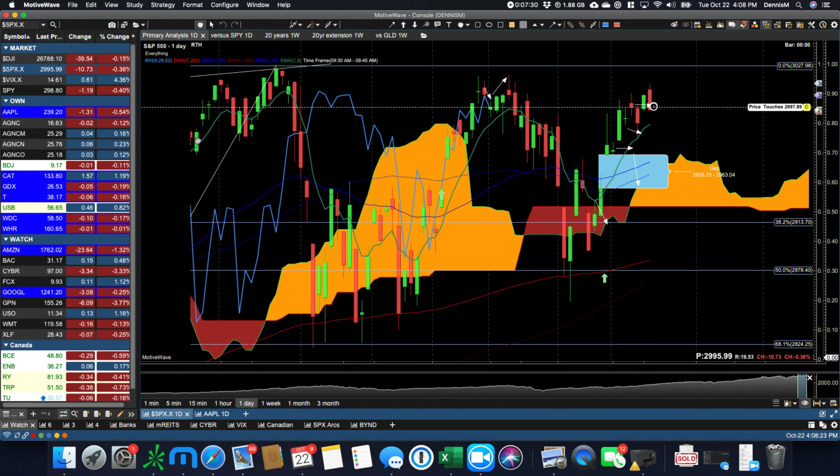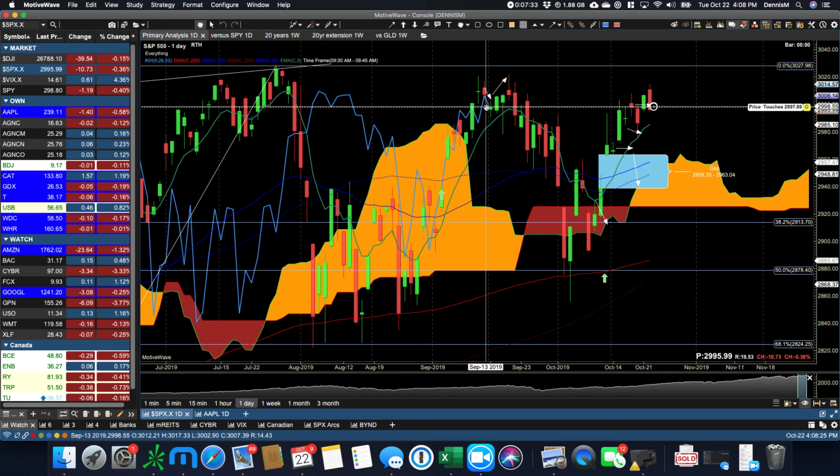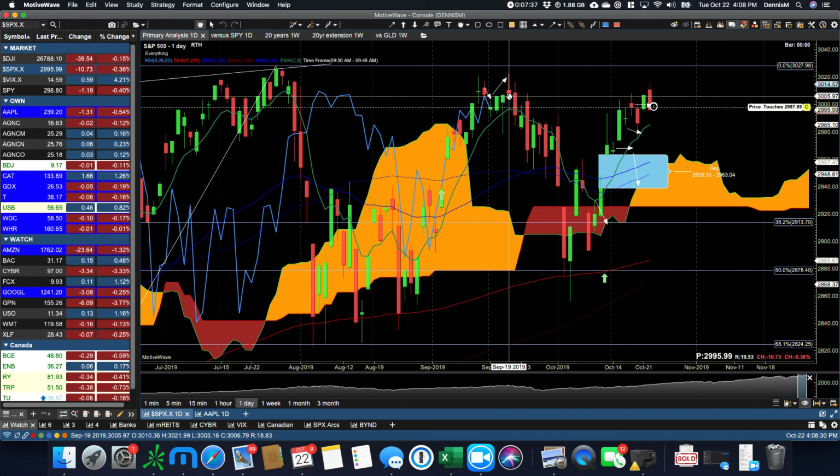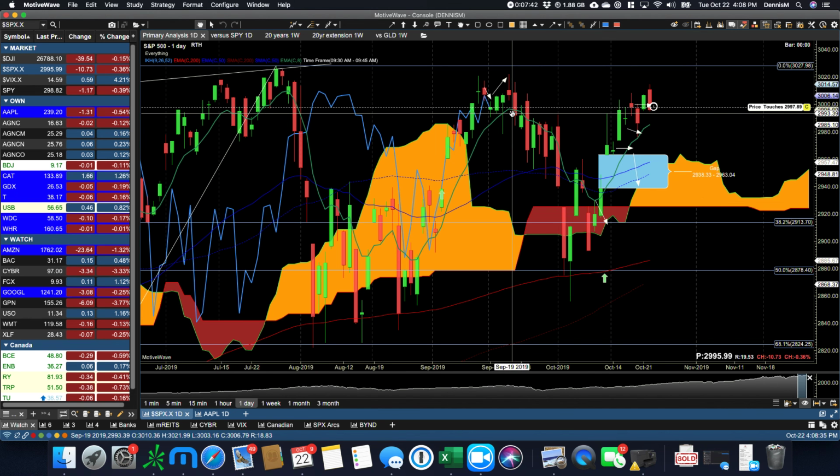The S&P, just to reiterate, I think this is quite bullish, and I think that we move higher tomorrow. How much higher? It's going to depend on how good earnings are tonight and tomorrow morning.